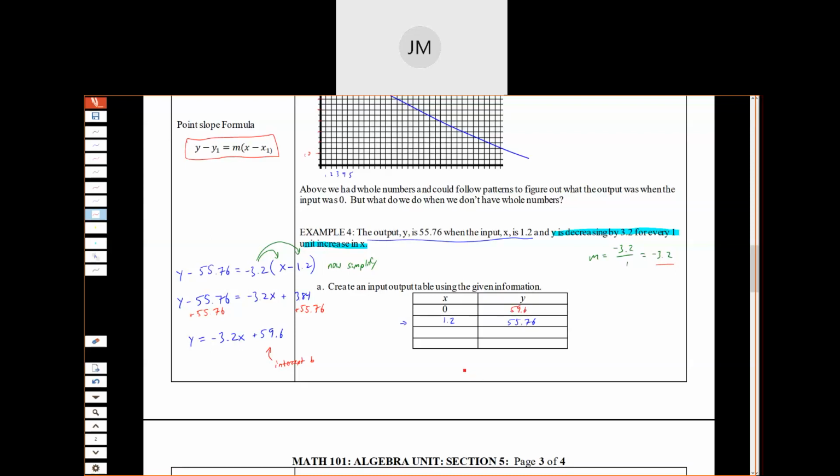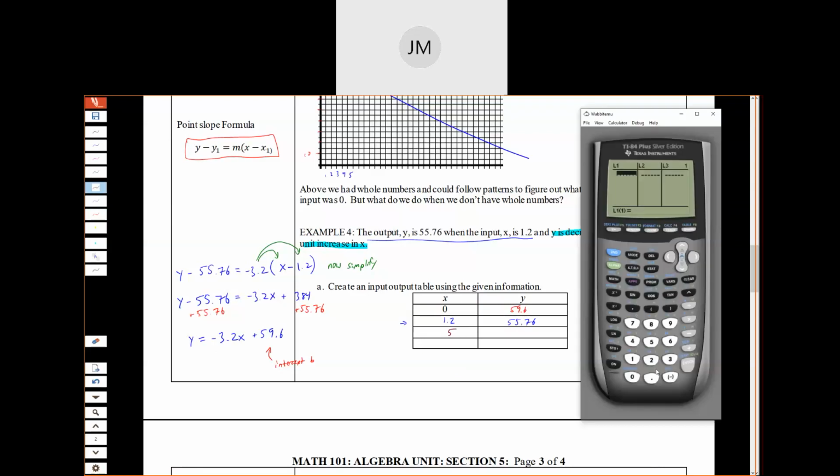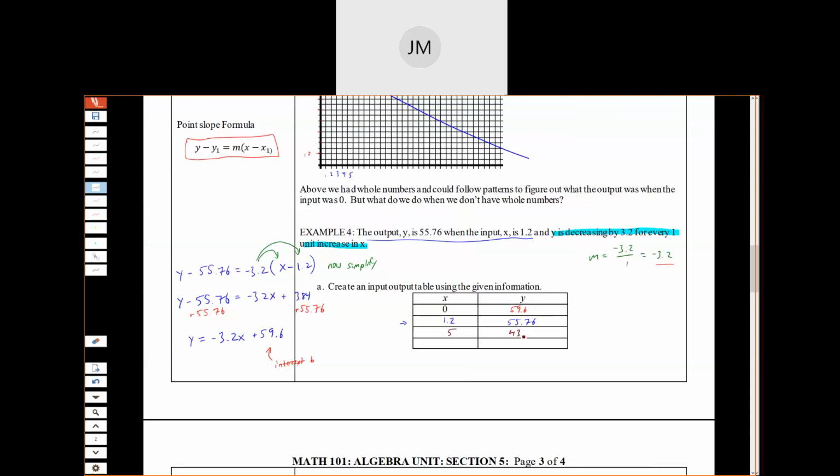But really, I could fill out any value now. If somebody asked me when x is 5, what's y? I can just use my formula now. I plug in 5 for x: negative 3.2 times 5 plus 59.6. I get 43.6. So we can find any value we want on a table once we have our equation.